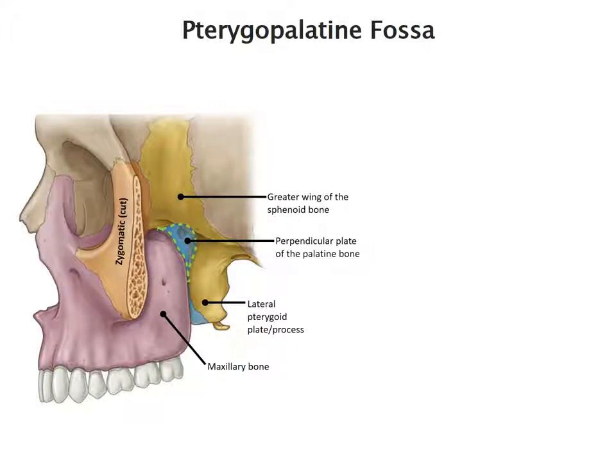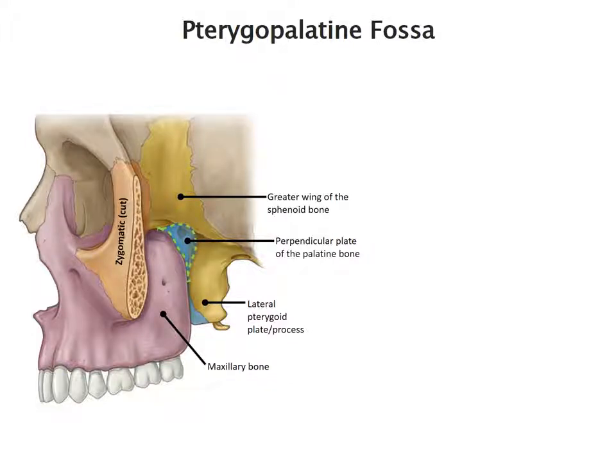The pterygopalatine fossa is bounded anteriorly by the posterior surface of the maxilla, shown in purple. Posteriorly, it is bounded by the pterygoid plate of the sphenoid bone. Hence, the fissure, or the opening that enters into the pterygopalatine fossa, is referred to as the pterygomaxillary fissure. Again, this fissure is represented by the green dotted line. Medially, the pterygopalatine fossa is bounded by the perpendicular plate of the palatine bone, and laterally it is bounded by the infratemporal fossa.